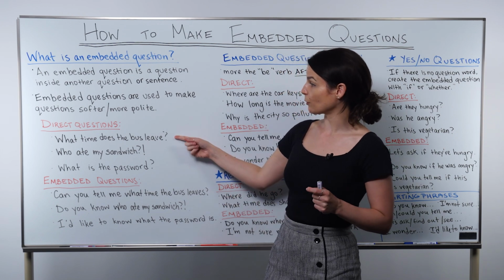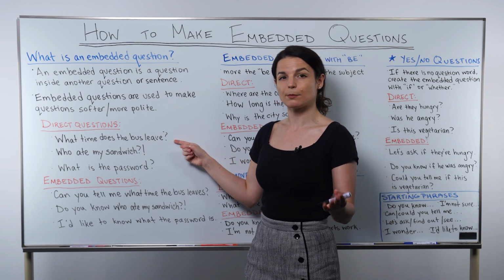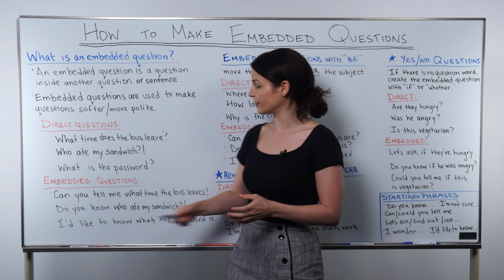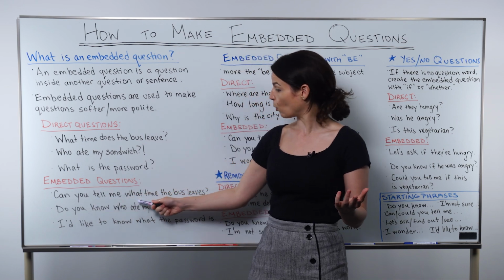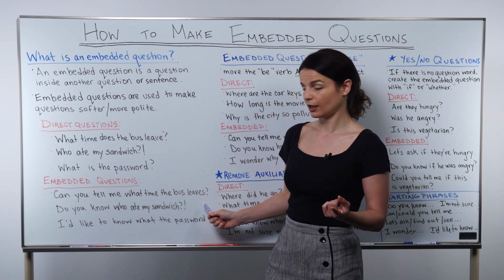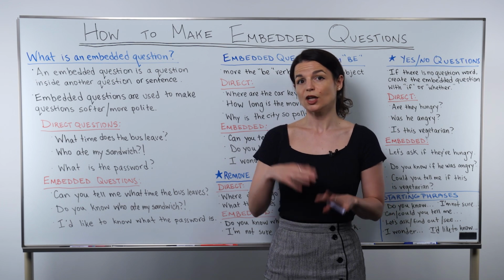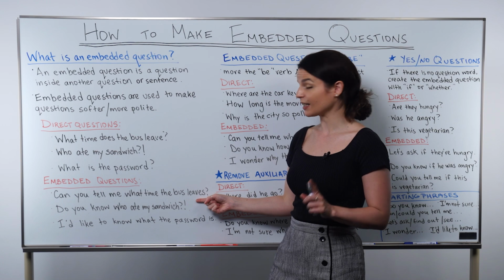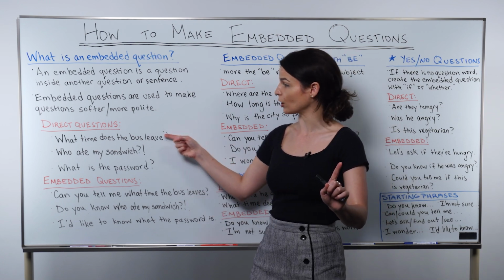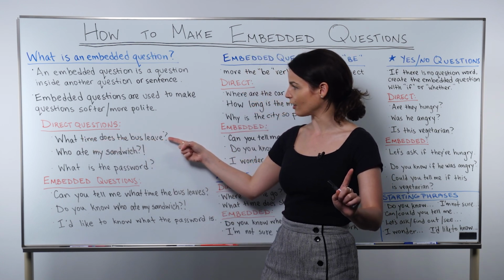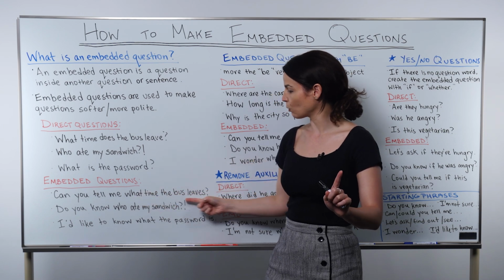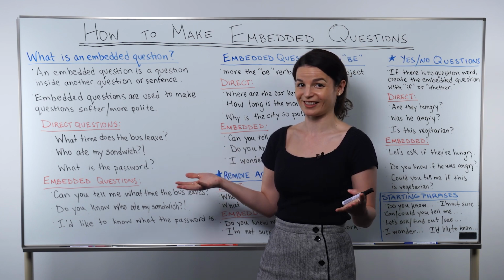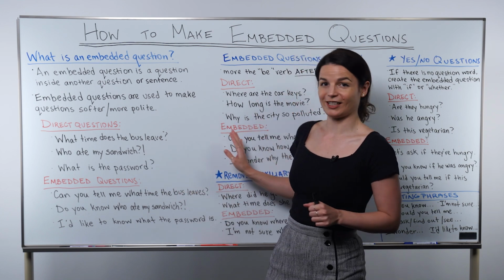So the first direct question was, what time does the bus leave? In an embedded question, for example, we could say, can you tell me what time the bus leaves? So you can see this question, what time the bus leaves, is different from the direct question, what time does the bus leave? We have different word order and different words used here. We're going to talk about why this is in the middle of today's lesson.